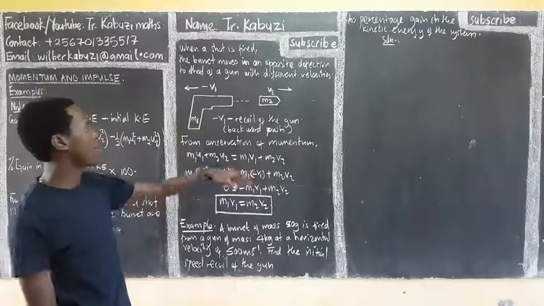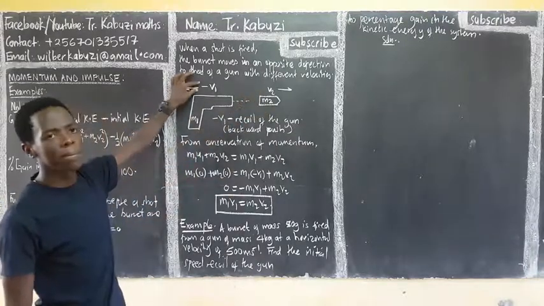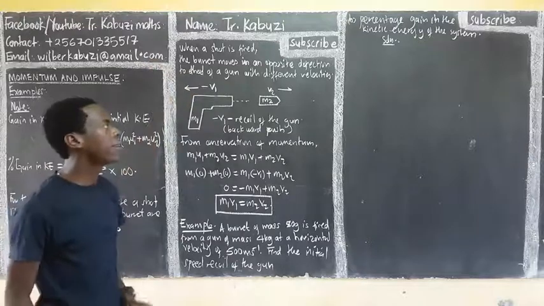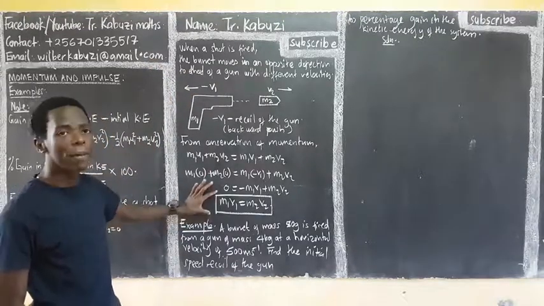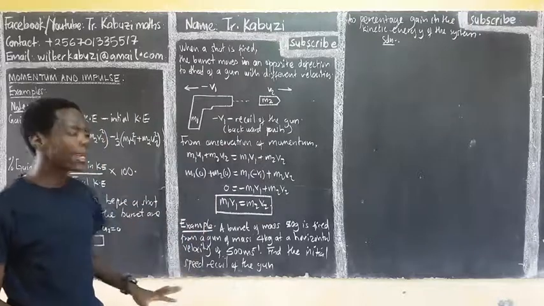Even if you take it the other way around and take this as negative and this as positive, it's okay. They will give you the same answer. So let us see an example. Now here, just use this formula whenever you see ideas of a gun.